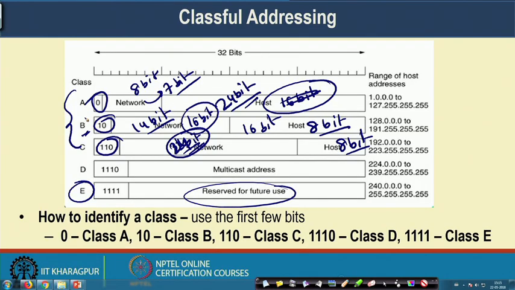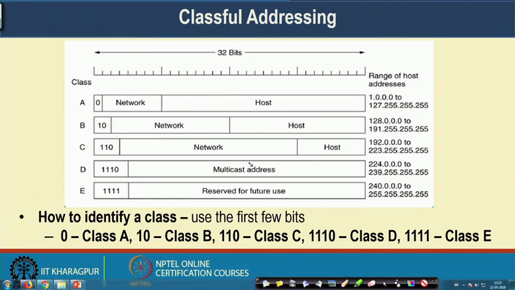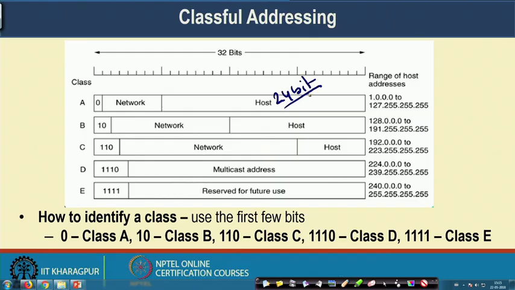Now, in this case, you can see that class A supports the maximum number of hosts. If you are using a 24 bit host address for class A, the supported number of hosts can be as high as 2 to the power 24. Obviously, it is not exactly equal to 2 to the power 24, as we will later look into that there are certain reserved IP addresses. So it is slightly less than, but close to, 2 to the power 24. So in case of class A, you can support close to 2 to the power 24 hosts.